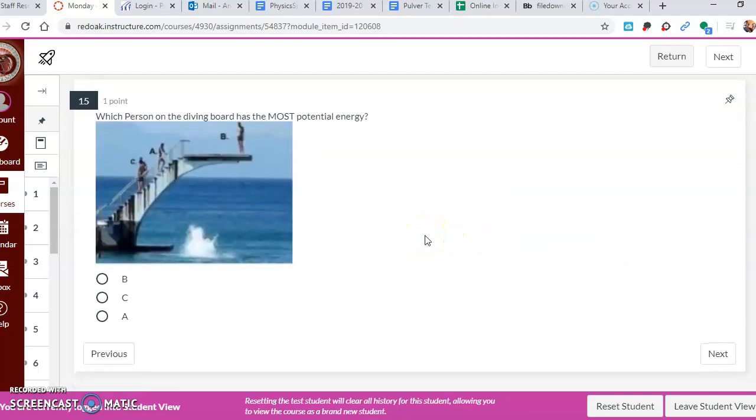Okay, which person on the diving board has the most potential energy? Again, it's the person who's the highest. So this person right up here standing at the top has the most potential energy because they're the highest on this diving board.